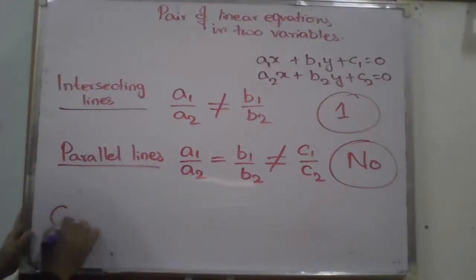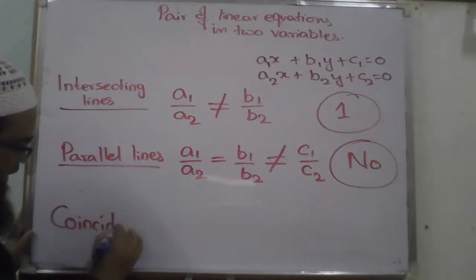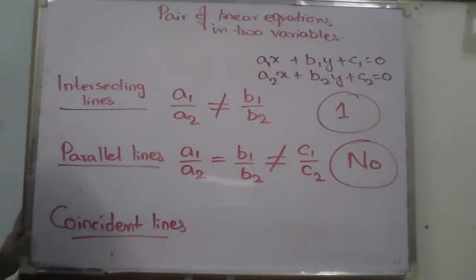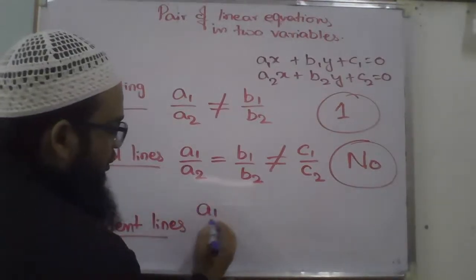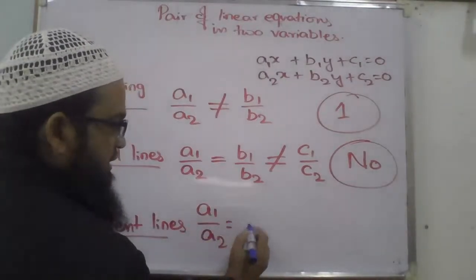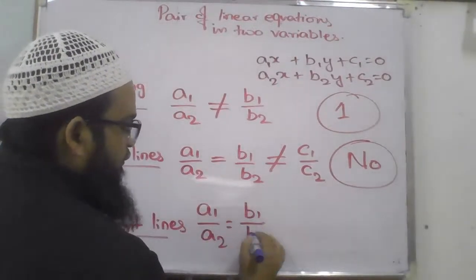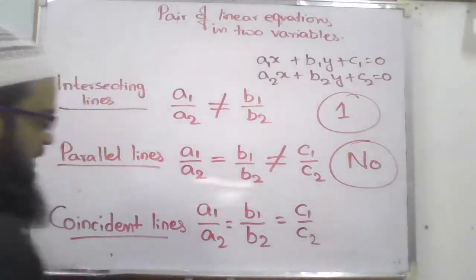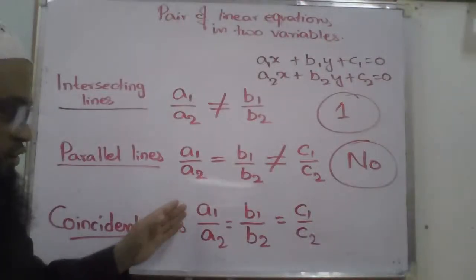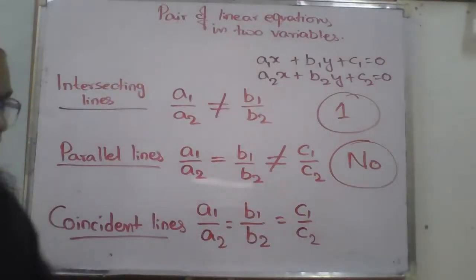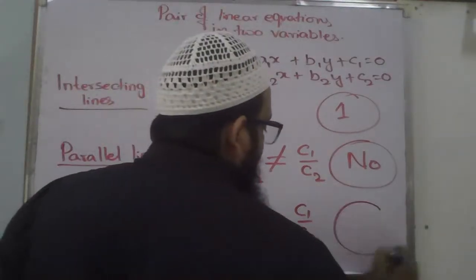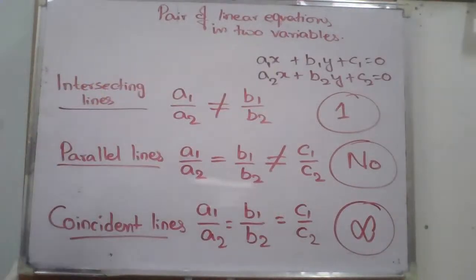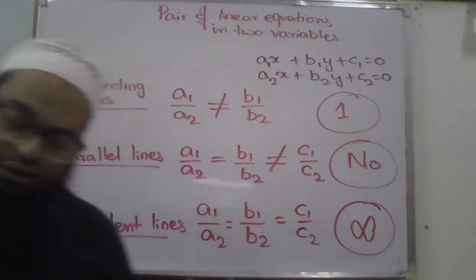And now the last one is coincident lines. So what are coincident lines, my dear students? The ratio of coefficients of x is equal to the ratio of coefficients of y is equal to the ratio of constants. When all three ratios are equal, then you can say that they are coincident lines and they have infinite solutions.